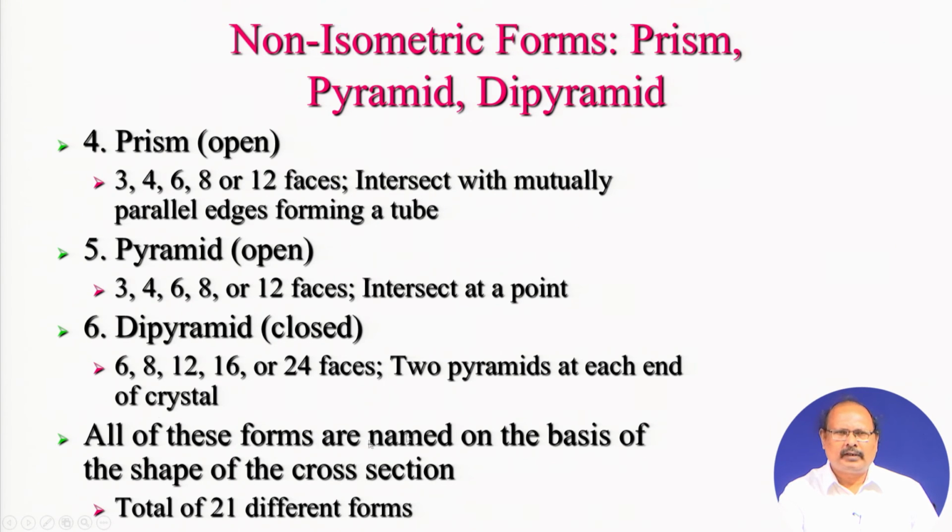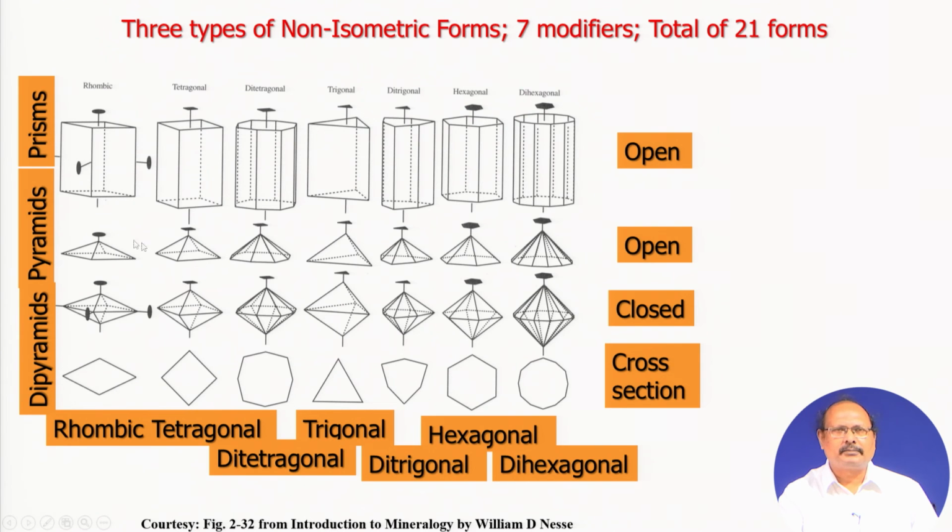All of these forms are named on the basis of the shape of the cross section, and a total of 21 different forms can be named from prism, pyramid and dipyramid. So, let us see these symbols here.